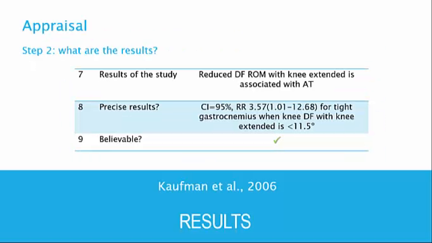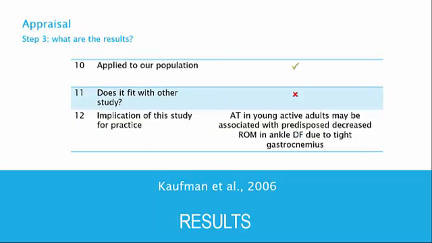The results of the study show that a decreased dorsiflexion with knee extended leads to Achilles tendinopathy. The results were measured using a 95% confidence interval, and we found the results believable. Step 3 refers to the usefulness of the results. We found that we could apply these results to our study, although it didn't fit with the other available evidence.